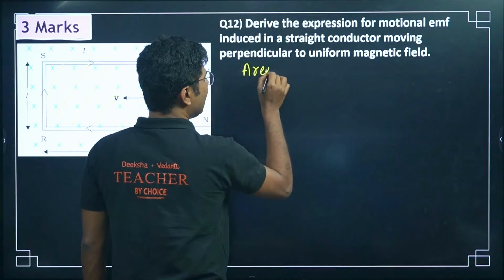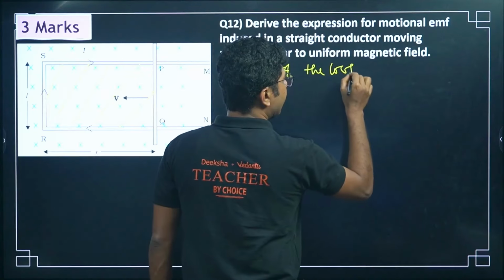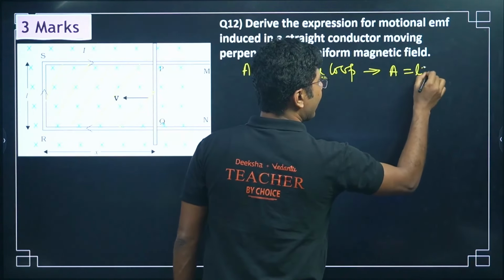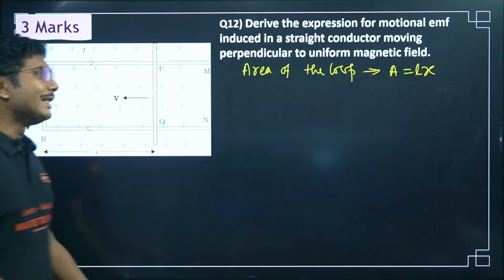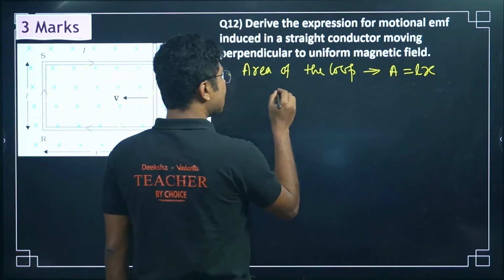Area of the loop is given by A equals L into x. Okay, L into x is the area. Now we have to use a very simple concept that is called flux.